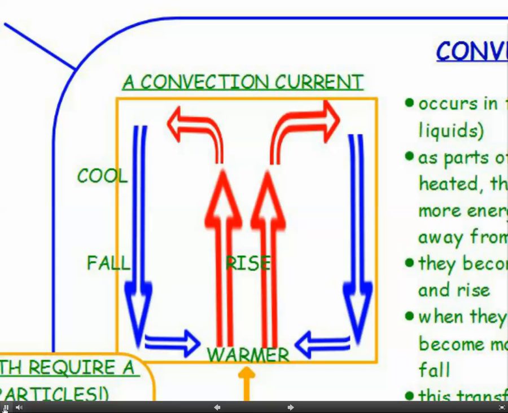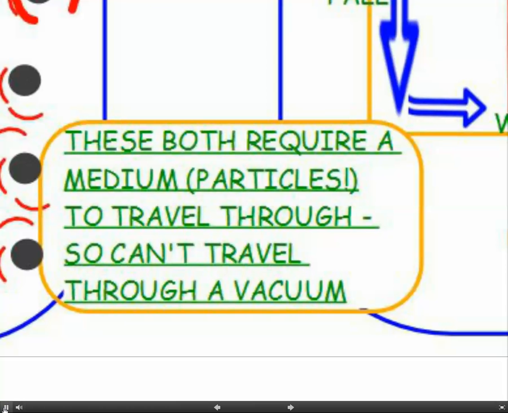So this diagram shows a convection current in action. As parts of the fluid are heated, they become less dense and they rise. When they reach the top of the fluid, they cool. The particles move closer together, they become more dense and they fall. They get to the bottom, to the source of heat, and they get heated again, and so on in a current.